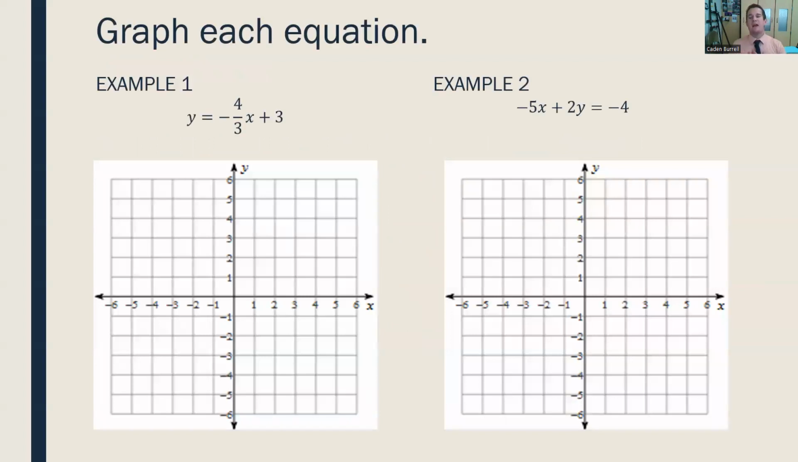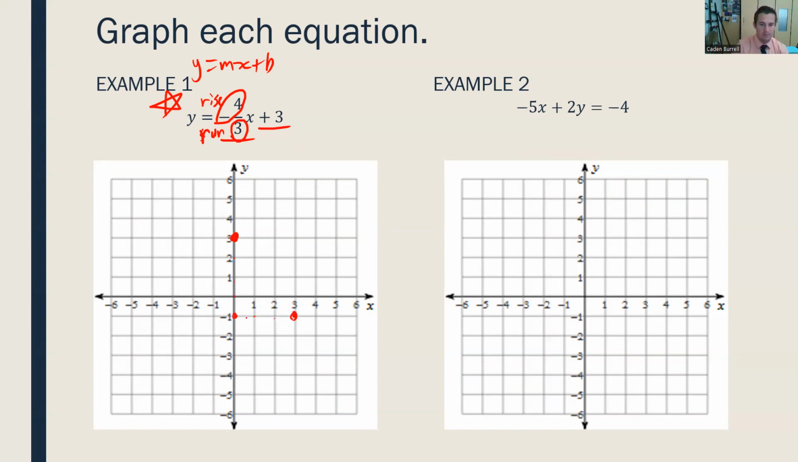So let's go ahead and start by practicing graphing some lines. This equation is already in slope-intercept form, y equals mx plus b, where this is the y-intercept and this is the slope. So let's draw it. The y-intercept is 3. So I know the line crosses this point right here on the y-axis. The slope is negative 4/3. When I'm talking about slope, I'm talking about rise over run. So my rise is down 4 and my run is right 3. So I'm going down 4, that's my rise, and right 3.